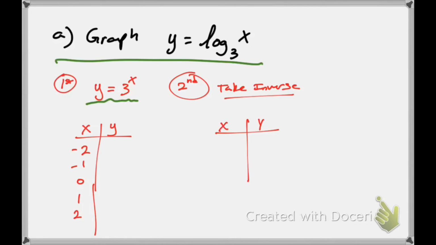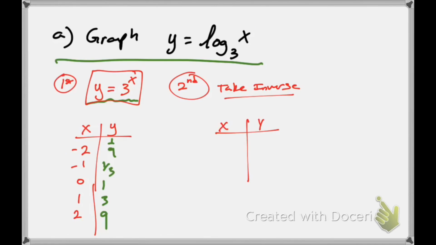I could do this by hand. I'm going to make an XY table. Start with -2, go up to +2, add or take away numbers as needed. So I could take 3 to the -2, that's going to be 1 over 9. I could take 3 to the -1. Well, that's going to give me 1 over 3. 3 to the 0, that's going to be 1. 3 to the power of 1, that's 3. 3 squared is 9. So those are the xy coordinates for the inverse of this log.